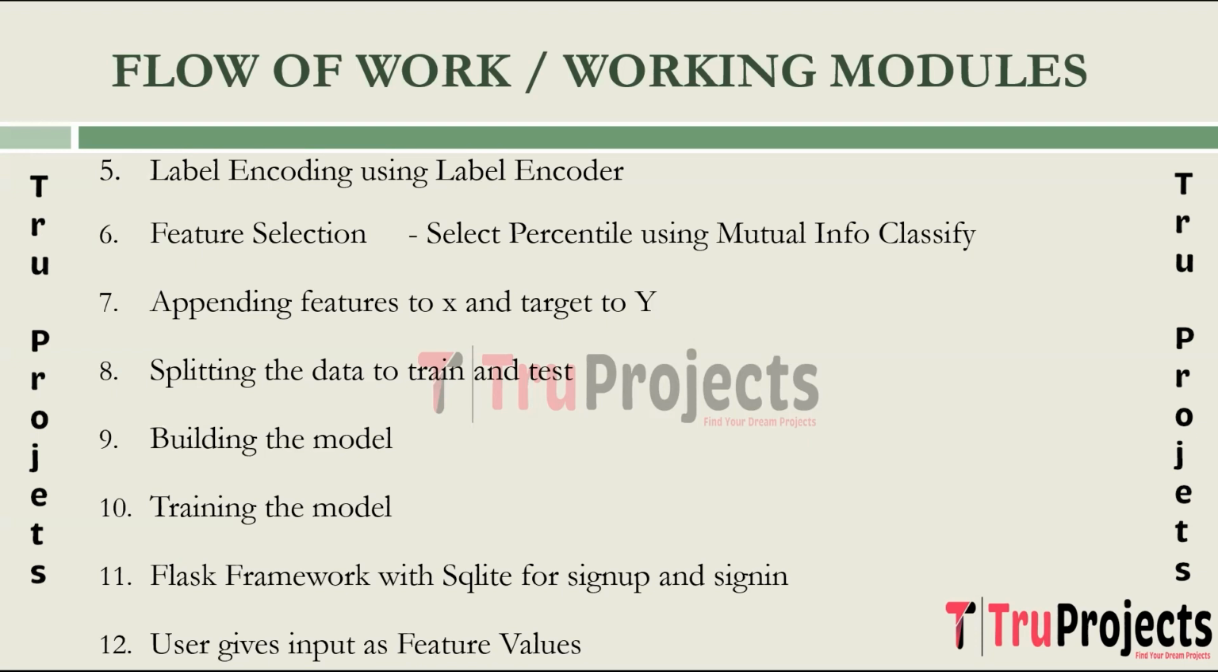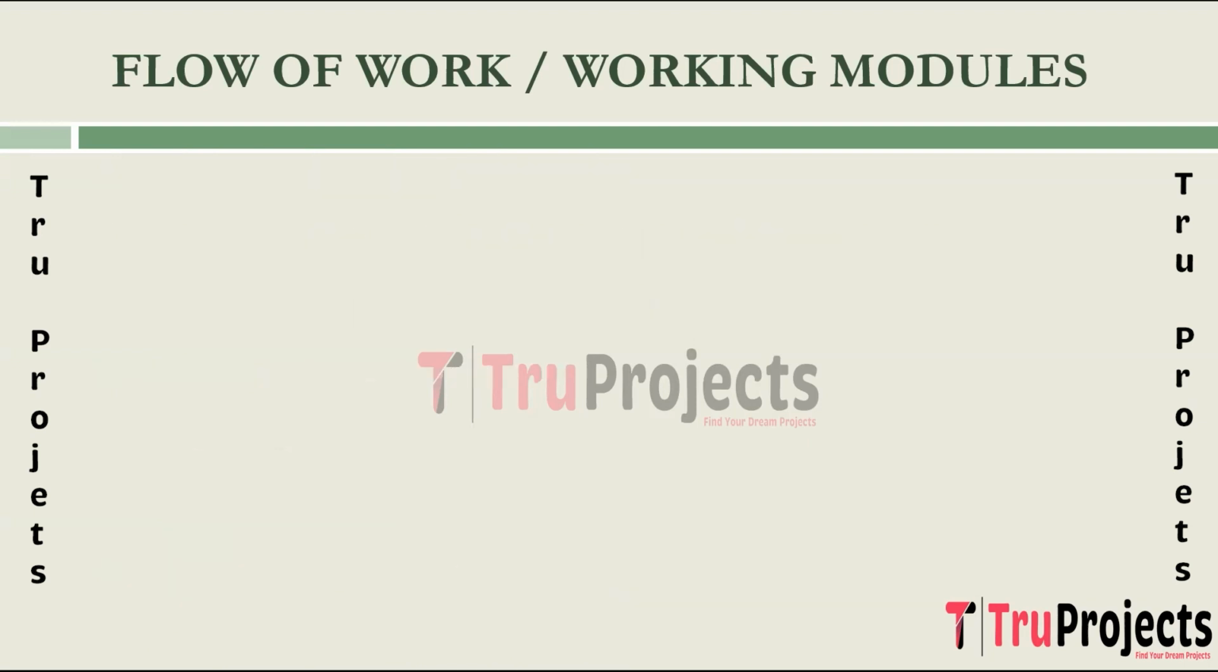User gives input as feature values. The user provides input in the form of feature values which are relevant to the problem being solved. The given input is pre-processed for prediction. The user-provided input is pre-processed to ensure it aligns with the format required for the model prediction. This step includes data cleaning and transformation.